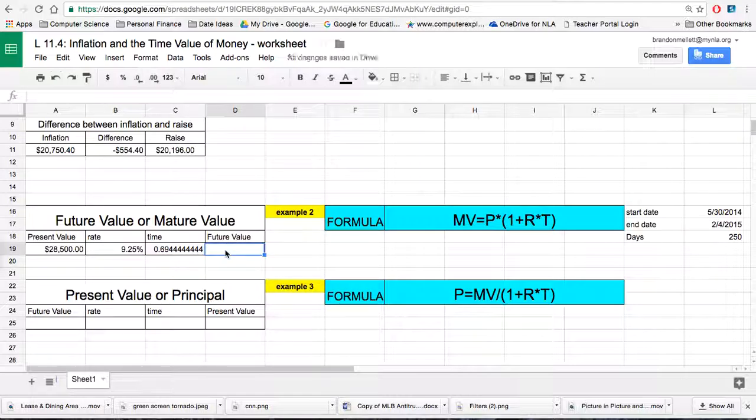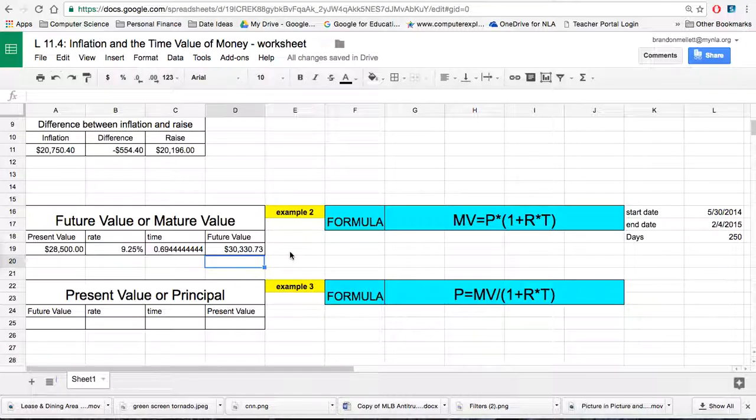Now we're ready to find our future value or maturity value. So equals present value times 1 plus rate times time. And remember again, the formula is right up here. If I'm going too fast, pause the video and you can look at that. So at February 4th, Joanne's aunt will need to pay a total amount of $30,330.73.